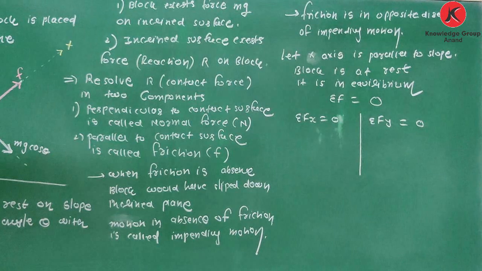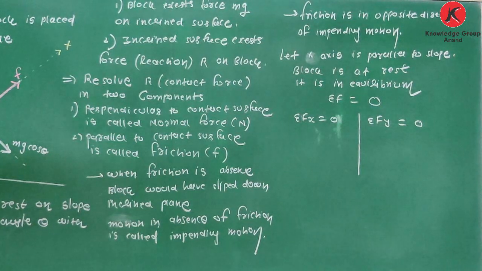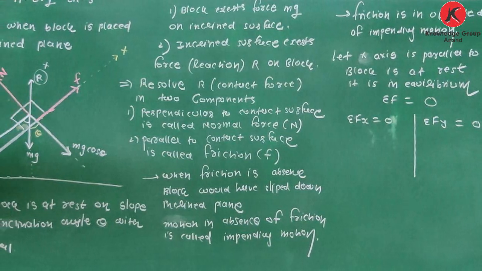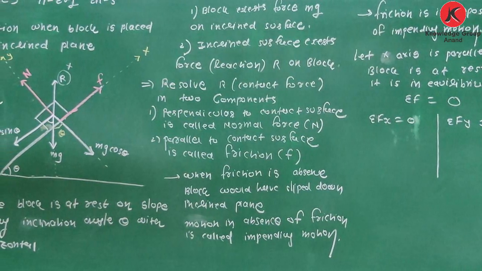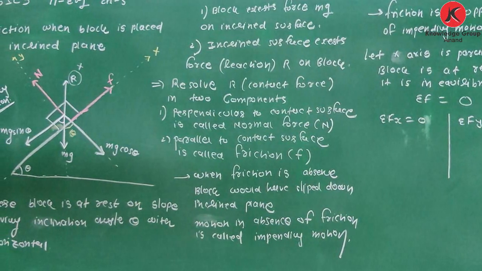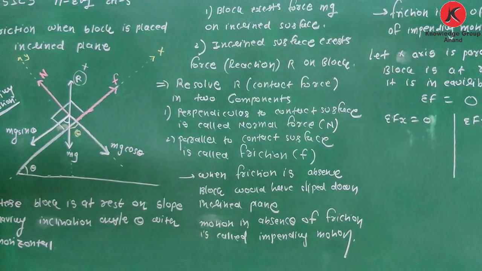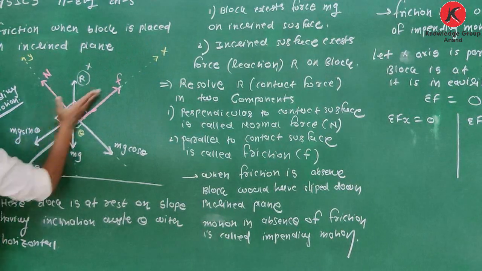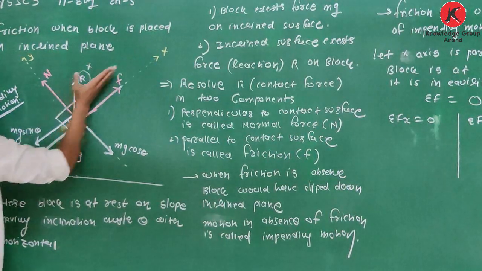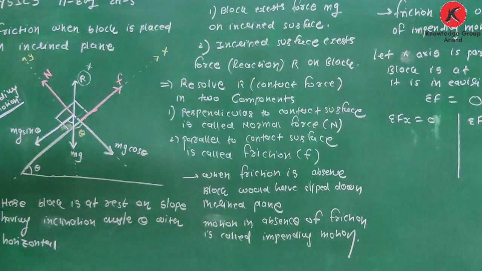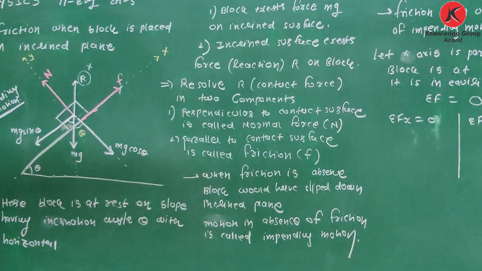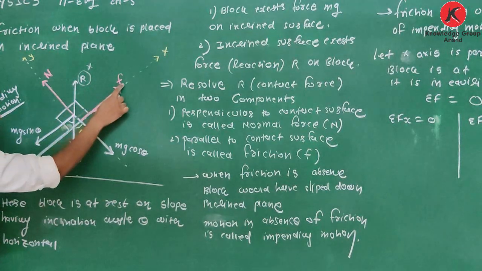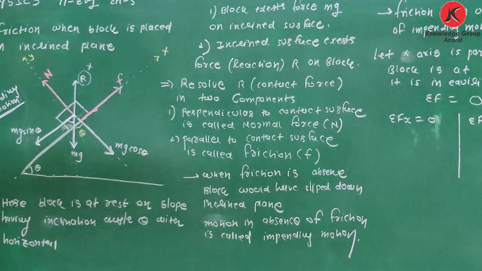Now see, you observe in this figure. It is the x direction. Yes, we have assumed the x-axis is parallel to motion. Now, identify the number of forces acting in this direction, parallel to the slope. See, there are two forces acting in this direction, parallel to the slope. First is friction and second is mg sin theta.